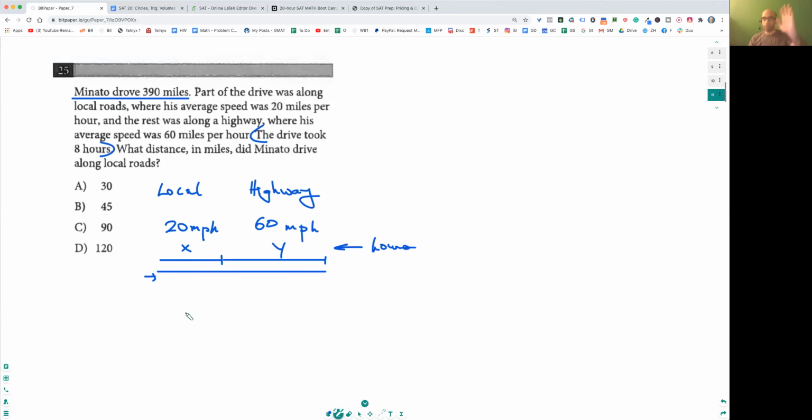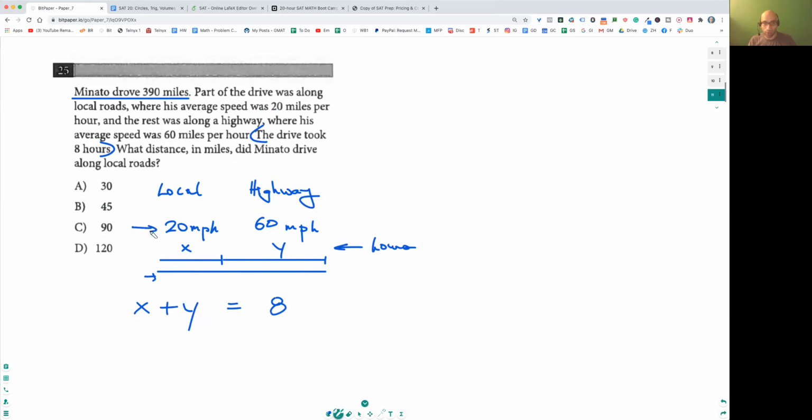So what's the first equation connecting x and y? x is the amount of hours you took to drive this much distance. It's going to be x plus y is equal to 8 hours, because you took x hours to travel here and y hours to travel here.